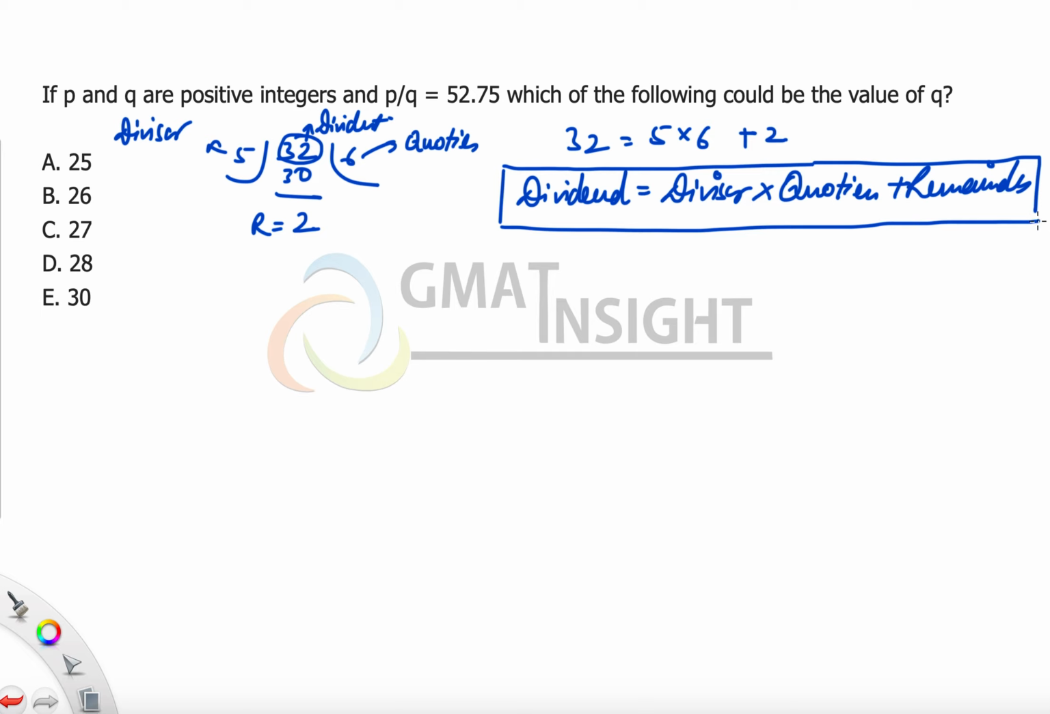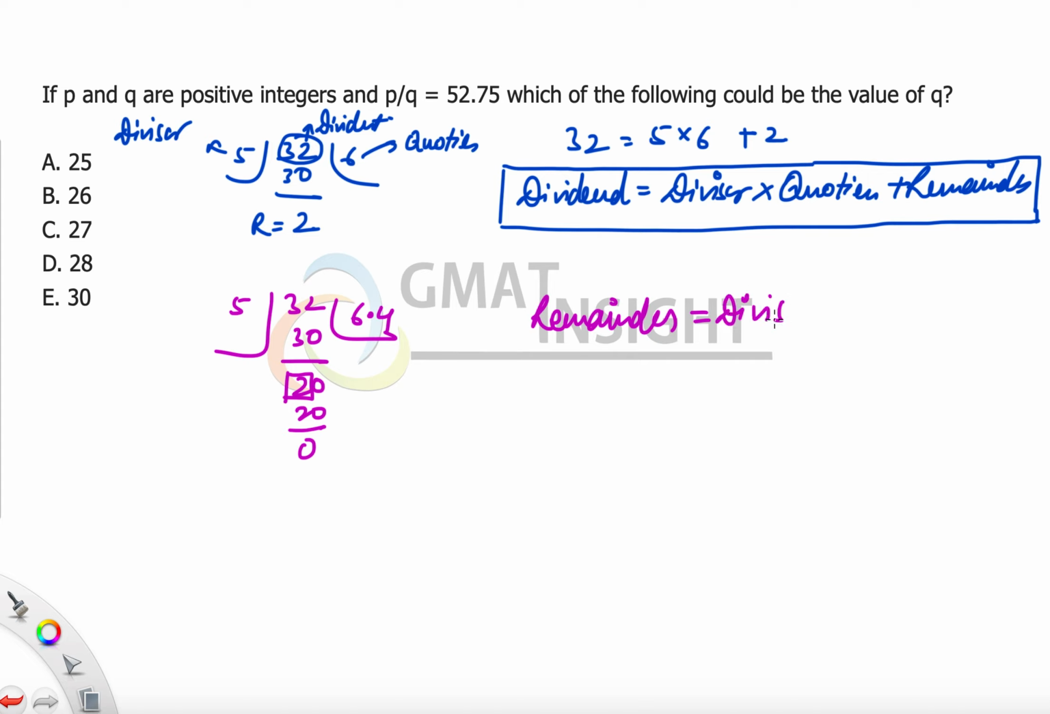Now, there is another concept that I want to bring in here, and that is with the same number. When 32 is divided by 5, it goes 6 times, remainder is 2. But if we want to get the answer in decimals, what happens then? Then we further divide it. We put the decimal, we add a 0, and then 5 into 4 becomes 20. That means this remainder can also be represented as equal to divisor multiplied by the decimal part.